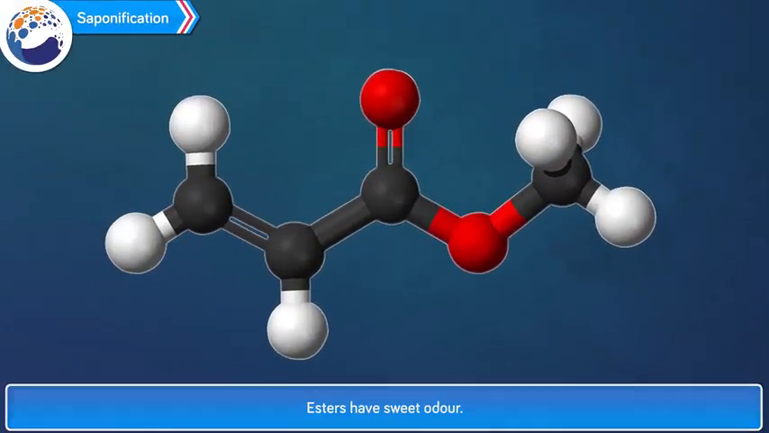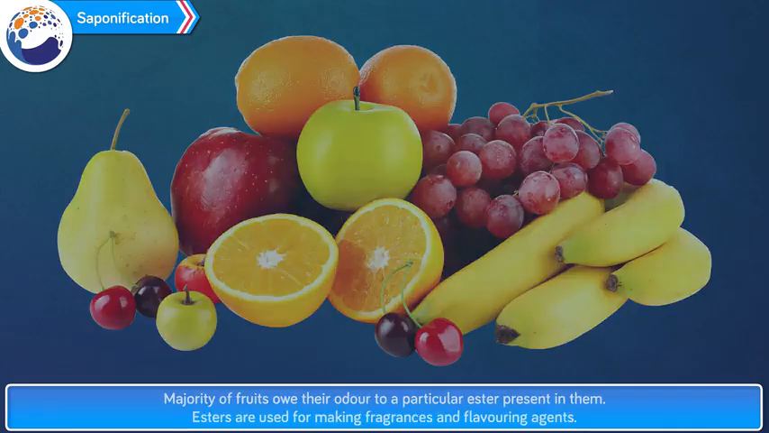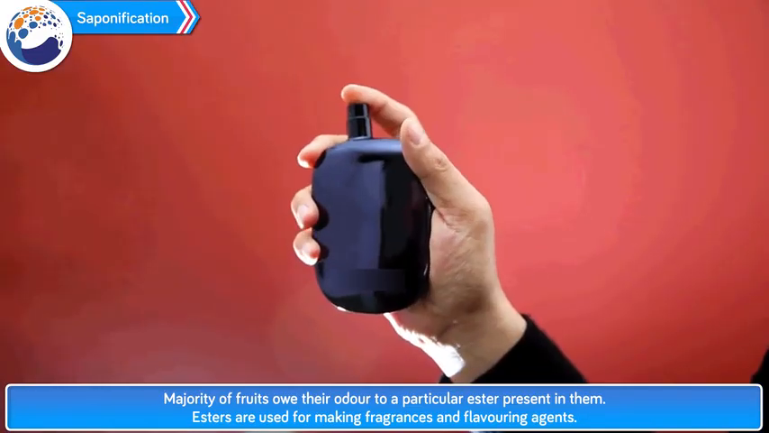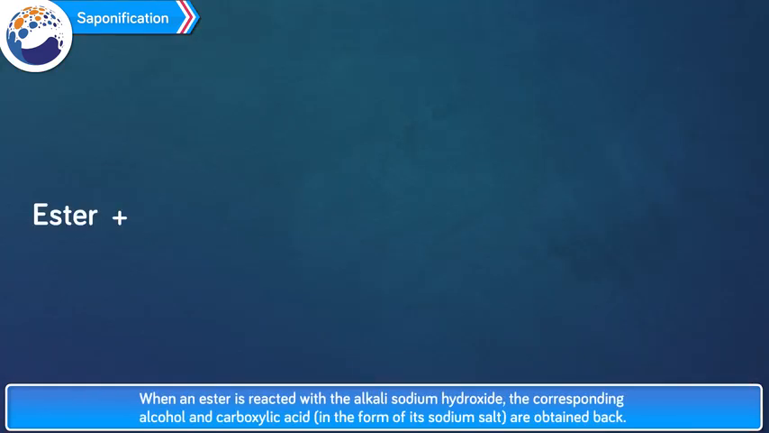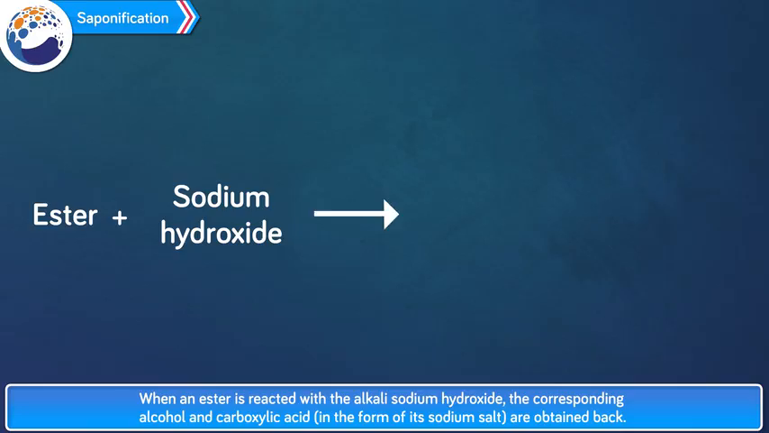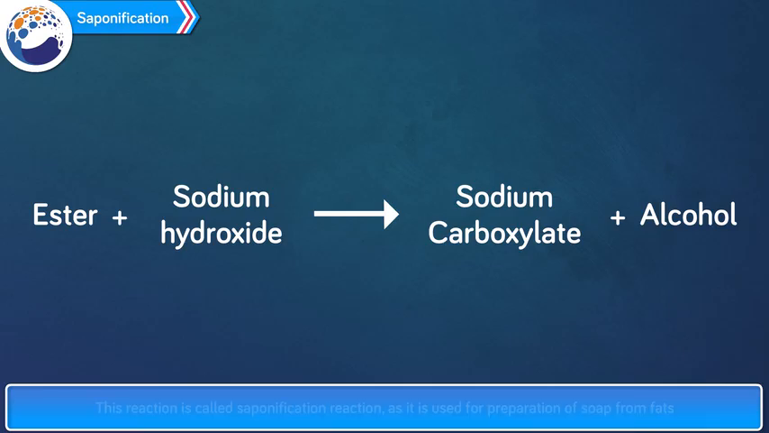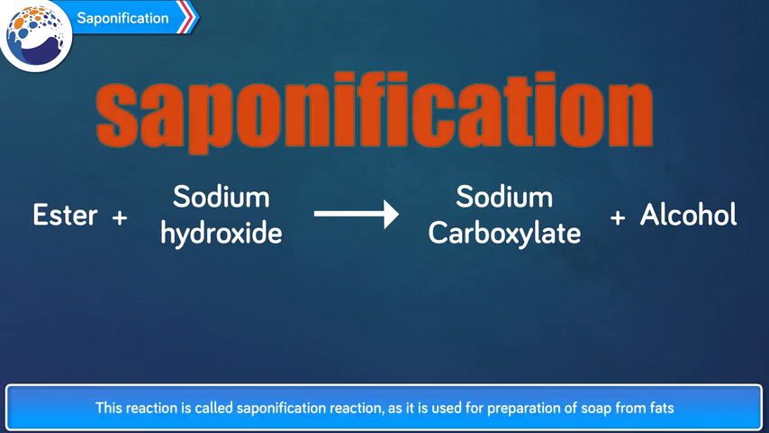Saponification. Esters have a sweet odor. The majority of fruits owe their odor to a particular ester present in them. Esters are used for making fragrances and flavoring agents. When an ester is reacted with the alkali sodium hydroxide, the corresponding alcohol and carboxylic acid in the form of its sodium salt are obtained back. This reaction is called saponification reaction as it is used for preparation of soap from fats.